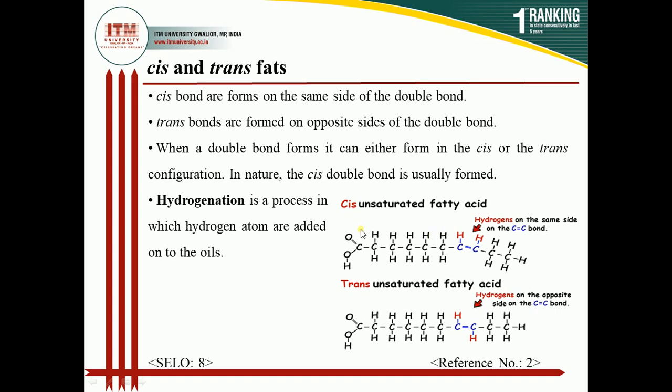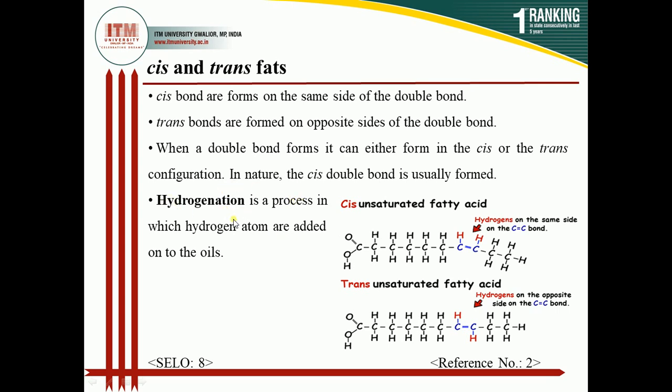As we can see here, this is the cis unsaturated fatty acid structure. Cis means the same: both the hydrogen atoms are present on the same side. And in the trans unsaturated fatty acid, the hydrogen atoms are on different sides. So on the basis of their configuration, these are categorized. Generally, the unsaturated fatty acid forms the cis type of bond.